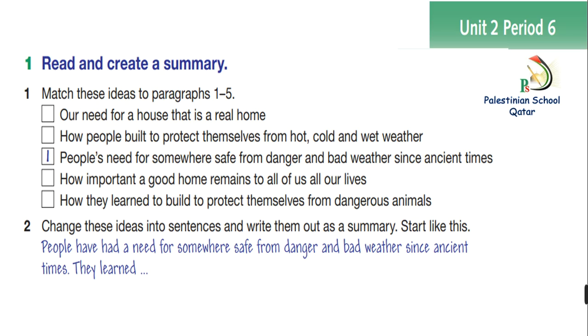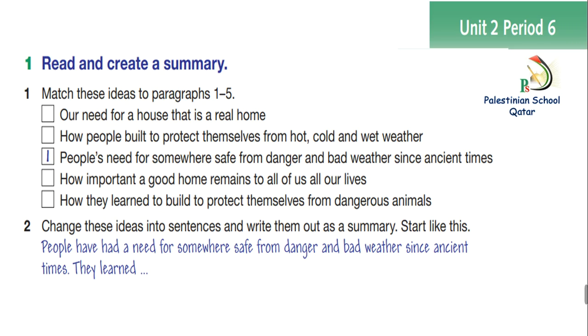Okay, we have an exercise on period number 6. The first exercise: read, answer, and create a summary. Now here we have 5 sentences, and we need to put them in order, and after that we have to write them in order in your notebook.